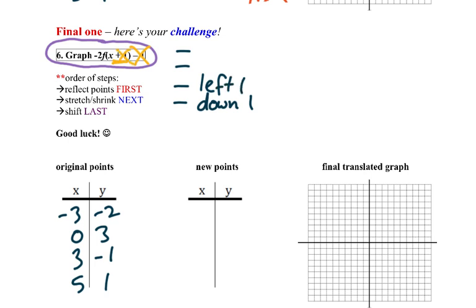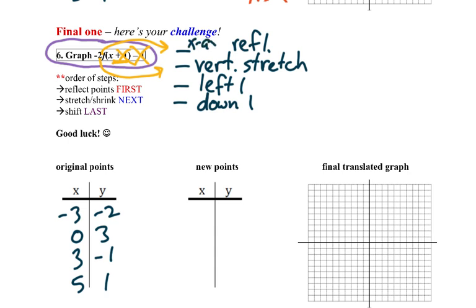Now that -2 is actually 2 different monsters. We're going to deal with it differently. Let's just deal with the 2. The 2 is multiplying the outside. That's a vertical change, and we like what it looks like. It's big, so it's called a vertical stretch. The negative, remember, is a reflection. And what kind? It's on the outside, so it's an x-axis reflection. So treat the negative and the 2 as 2 different transformations. That's why there's 4.